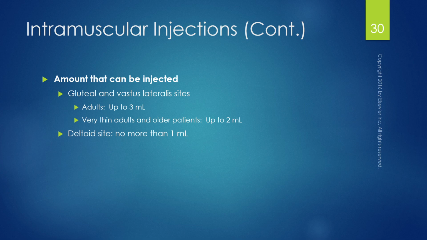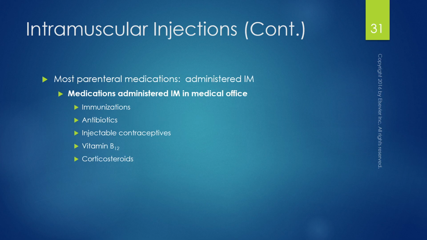Muscular injections vary depending on the muscle. The gluteal muscles, the butt muscles, and the vastus lateralis, which is like your outer thigh muscle, you can put up to 3 milliliters in an adult or 2 milliliters in an older patient or thin adult. The deltoid, which is your shoulder muscle, no more than a milliliter. Most parenteral medications are administered intramuscular. Good examples done in the medical office: immunizations, antibiotics, birth controls, contraceptives, B12 injections, corticosteroids, all can be done IM.